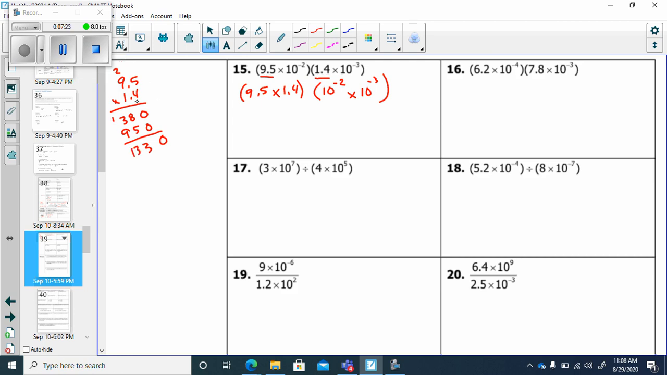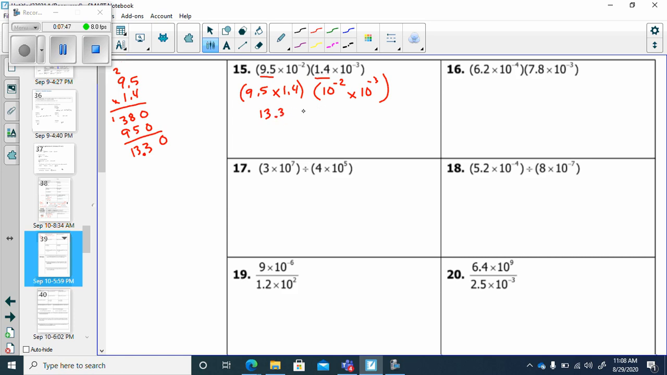I have 2 decimal places here, so I move this 2. This is 13.3. That makes sense. About 9 times 1, 9.5 times about 1 would give you something a little bigger than 9, right? So about 13.3. Okay. So I've got 13.3 to replace here. You could use it either way.